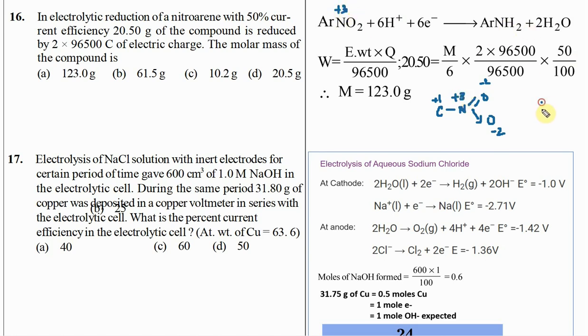Same way, if you go here, nitrogen is attached to hydrogen and carbon, plus 1 because all of them are lower in electronegativity than nitrogen. So nitrogen is minus 3. Plus 3 going to minus 3 is a 6 electron process. Then the rest is simple.